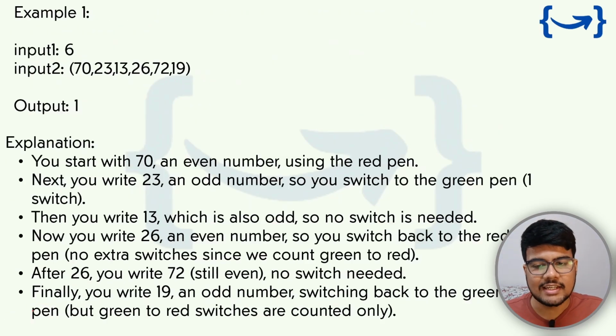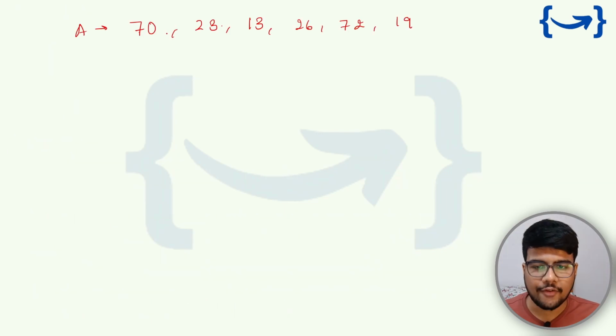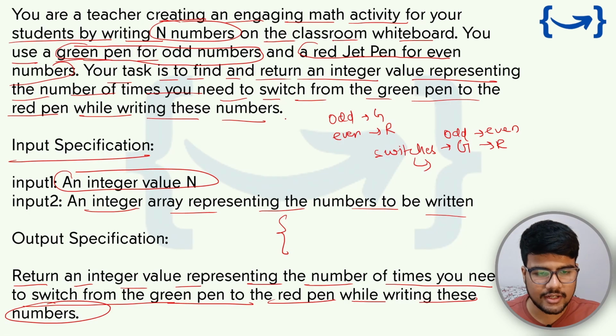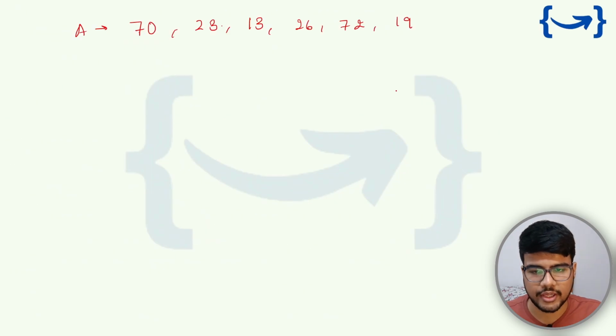Now let's see the example of it. So we have a few numbers on our whiteboard. How can we approach this problem? The task is pretty clear. If you are on odd, then you need to switch to the red color. If you are even, you need to switch to the green color, if constraints allow. So we have 70, which is even, and we have 23, which is odd.